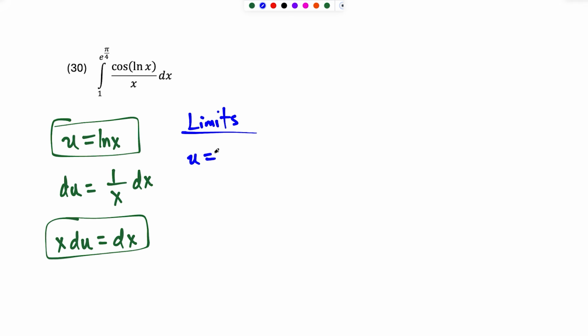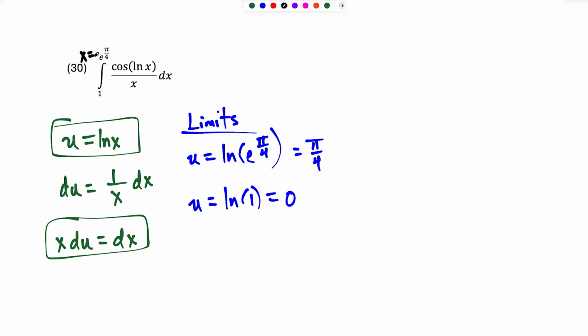Okay, so I'm going to have u equals natural log of my old limit, my old upper limit is e to the pi over 4. Okay, and then here I say, all right, natural log and e are opposites, they just cancel, and this gives us pi over 4, okay, because they're opposites. And then next I would have u equals, my new lower limit is going to be natural log of my old lower limit, the x value here is 1, and natural log of 1 is 0.